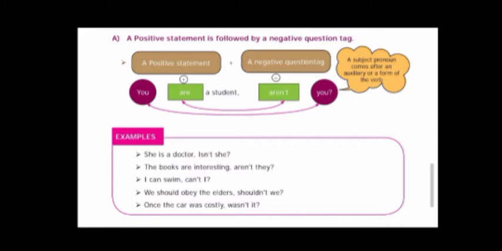We will see some examples. She is a doctor, isn't she? A positive statement and a negative question tag. Number 2, the books are interesting, aren't they? Next one, I can't swim, can I? Next one, we should obey the elders, shouldn't we? Next one, once the car was costly, wasn't it?